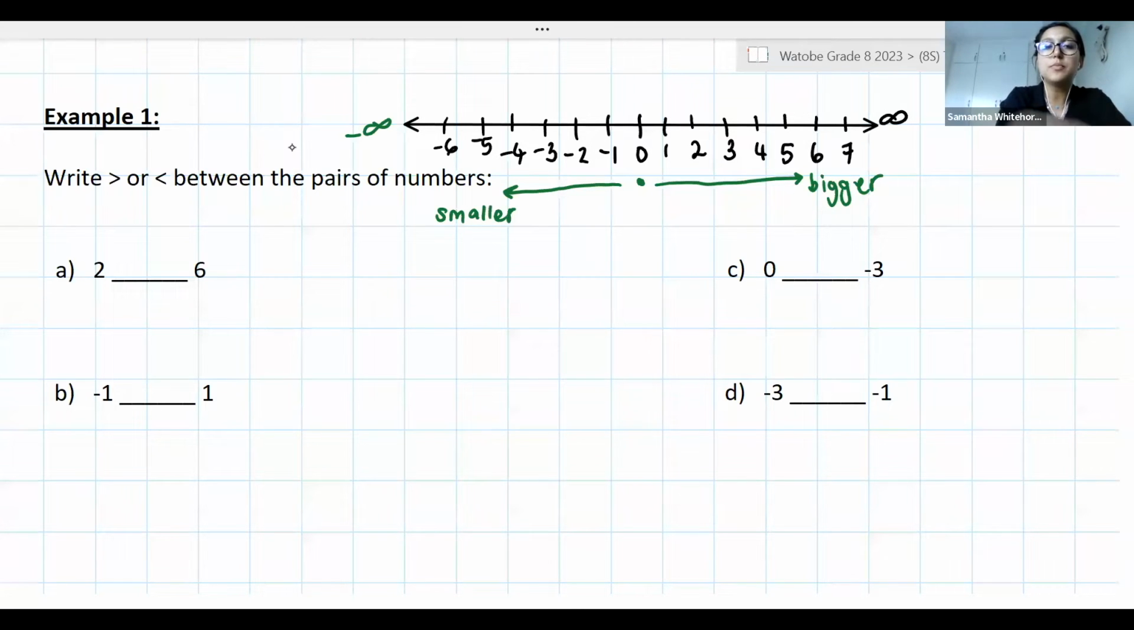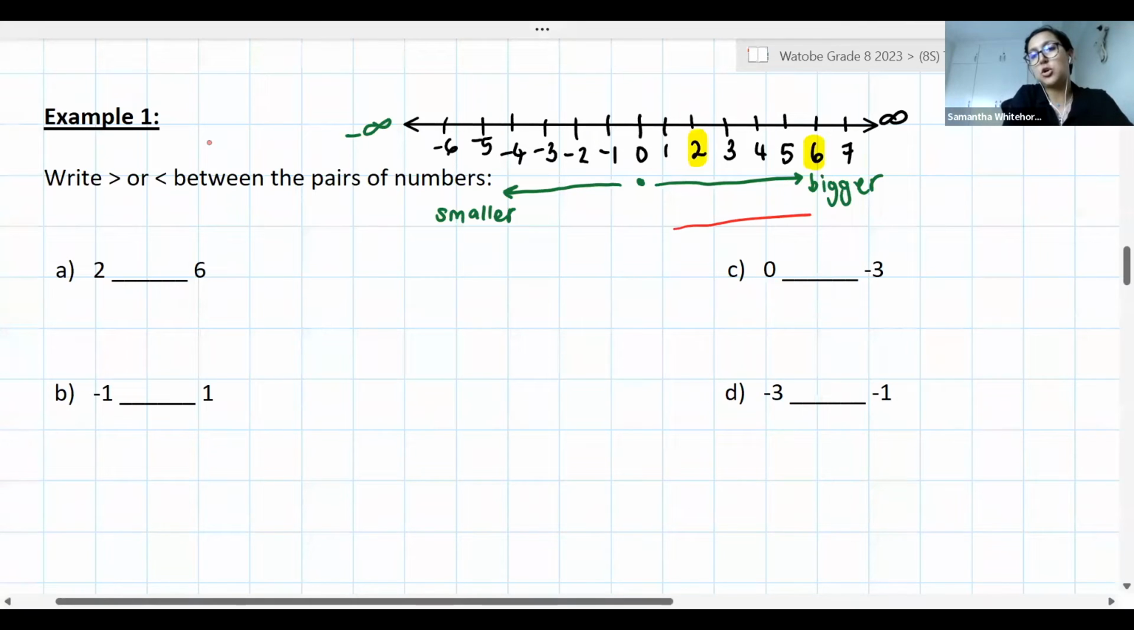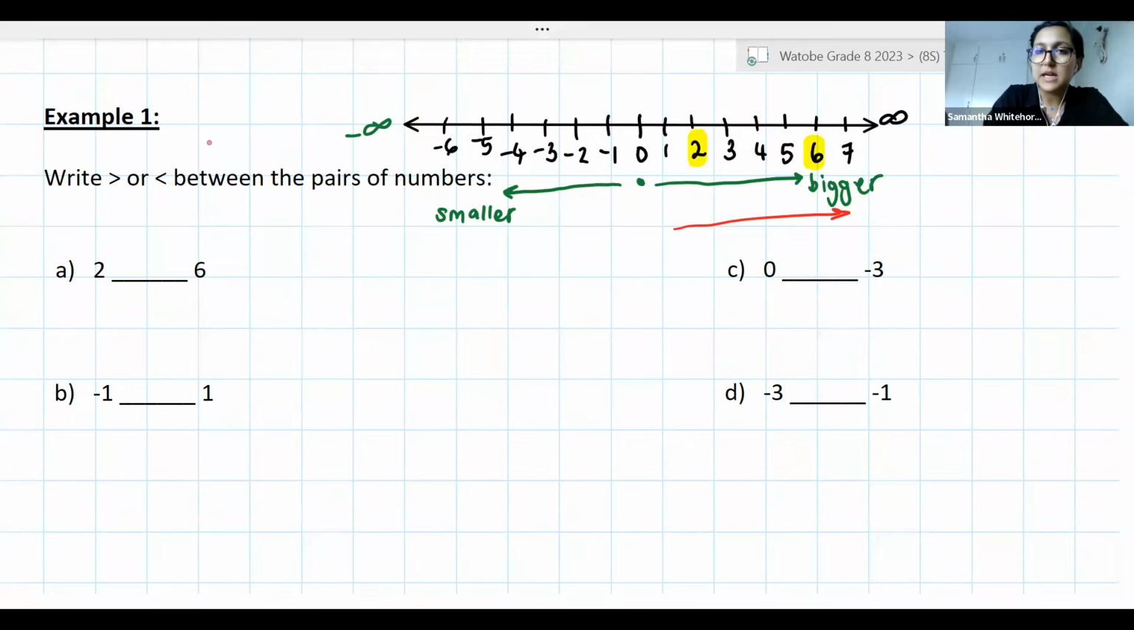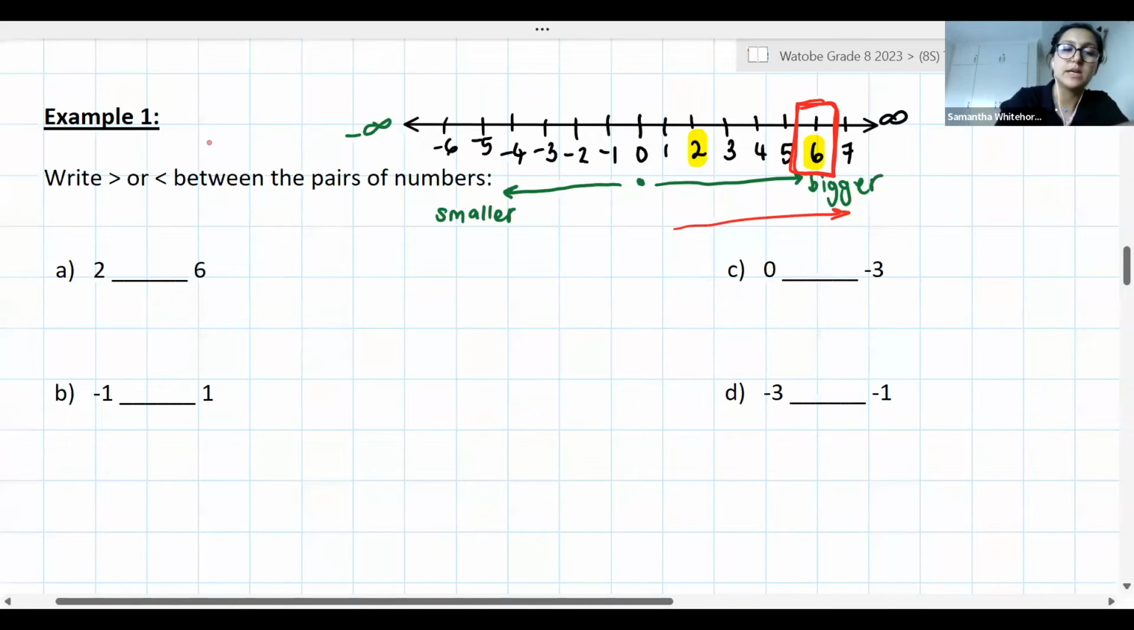This will help me identify whether the number I'm working with is bigger or smaller than another. If we identify our two numbers, on my number line I've got 2 and I've got 6. Essentially, I want to ask myself which is further up my number line, so which is closer to positive infinity. What I see is that in comparison to 2 and 6, 6 is the bigger number. It is closer to positive infinity than 2 is.